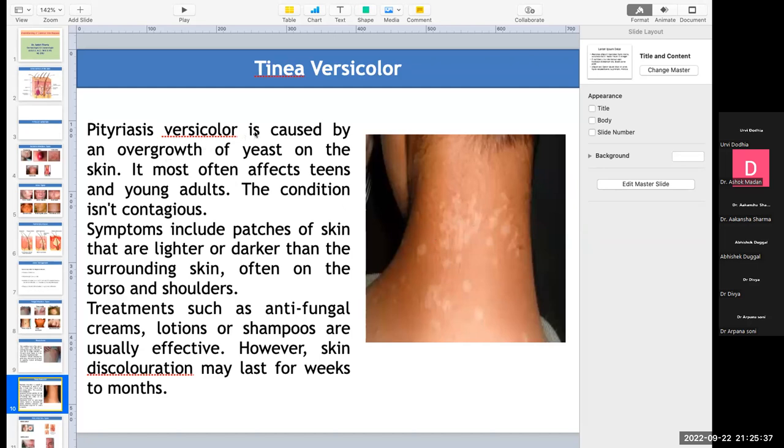So Tinea versicolor, or pityriasis versicolor, is caused by an overgrowth of yeast on the skin. It most often affects teens and young adults. The condition is not contagious. The symptoms include patches of skin that are lighter or darker than the surrounding skin, often on the torso and shoulders. Treatment can be antifungal creams or lotion and shampoo. However, skin discoloration will last for weeks to months. Sometimes, to improve the white patches after clearing the fungal infection, we use the same treatment as we use in vitiligo, because we need to stimulate the pigmentation in these kinds of patients.